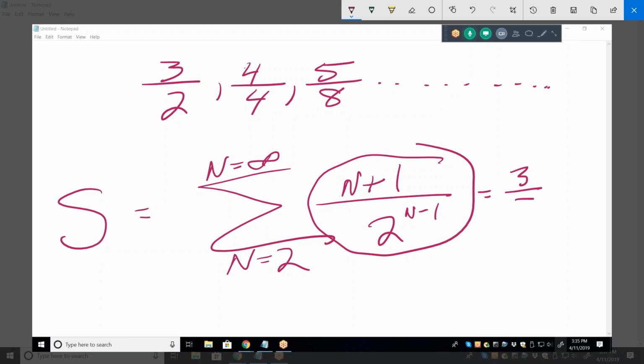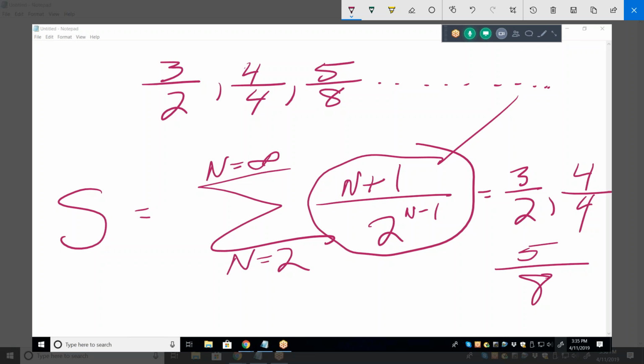Three halves. Can you hear me? Okay. Second term, n goes to 3. So the numerator becomes 4. And the denominator becomes 2 squared. The third term, n goes to 4. The numerator becomes 5. And the denominator becomes 2 cubed. So that's our series for sure.